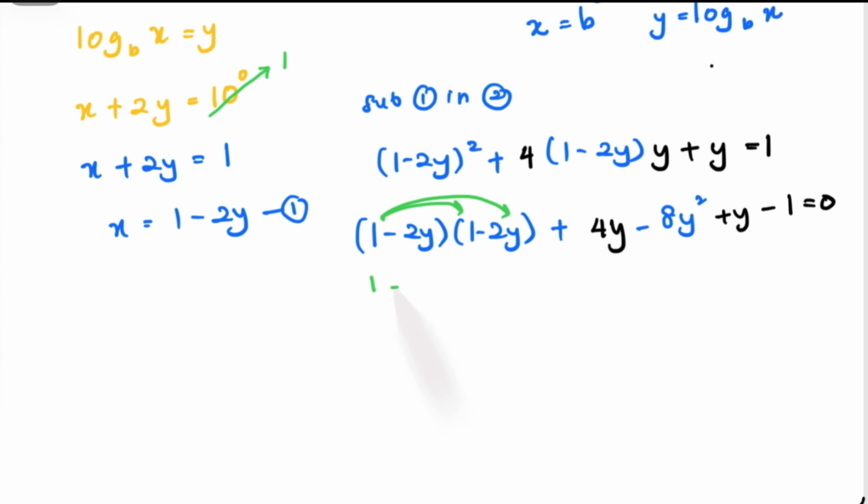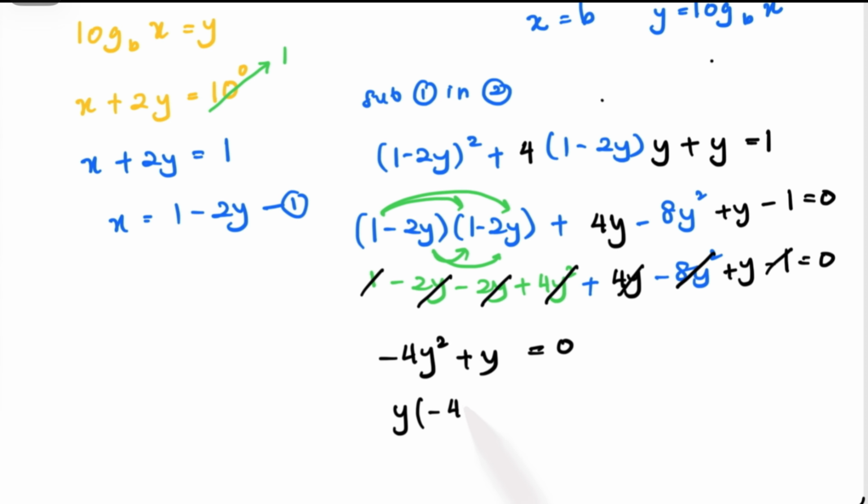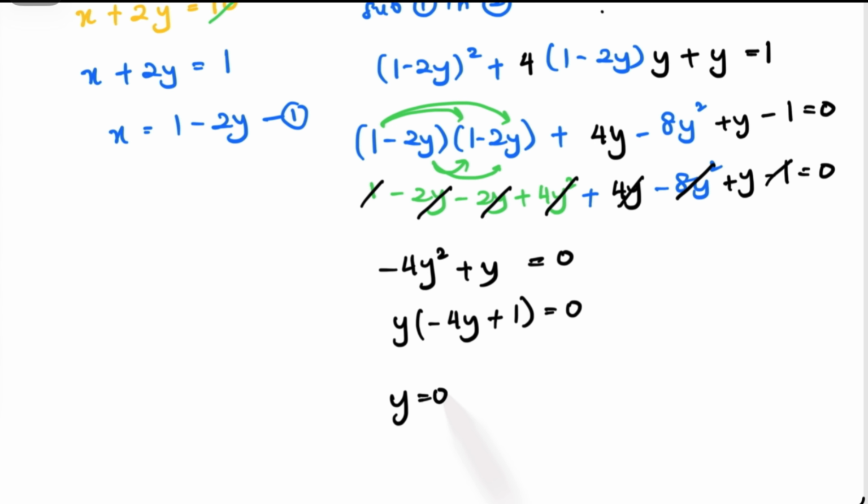1 times negative 2y is negative 2y. Negative 2y times 1 is negative 2y. Negative 2y times negative 2y is positive 4y squared, plus 4y minus 8y squared plus y minus 1. Now let's simplify this. Negative 2y and negative 2y plus 4y, that would be 0. 4y squared minus 8y squared is negative 4y squared, plus y. 1 and minus 1 is equal to 0. Let's factor out y. So y(negative 4y plus 1) equal to 0. Now y is equal to 0, and negative 4y plus 1 is equal to 0. Negative 4y is equal to negative 1 and y is equal to positive 1 over 4.